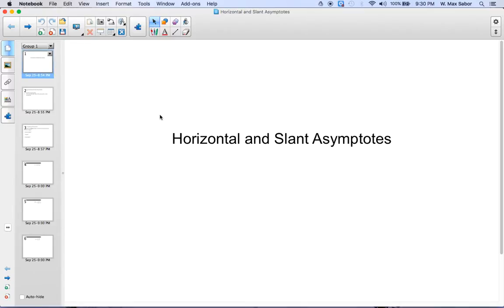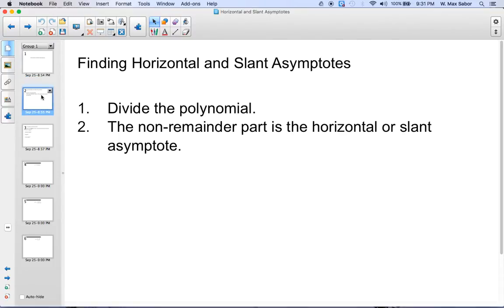Today we're going to look at how we find horizontal and slant asymptotes. Vertical asymptotes are easier to find. Horizontal and slant asymptotes take a little bit more work to find. So what you should do is first divide the polynomial.